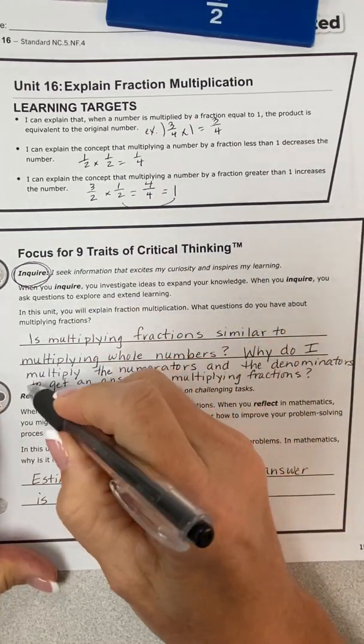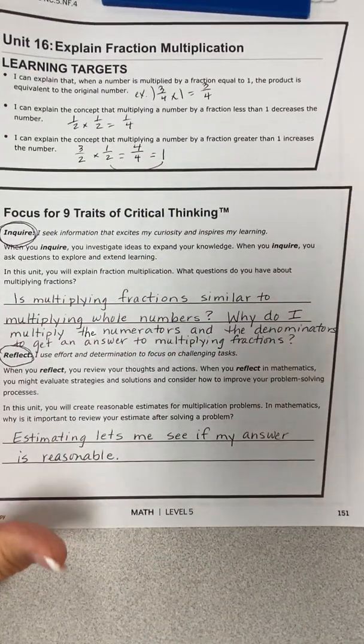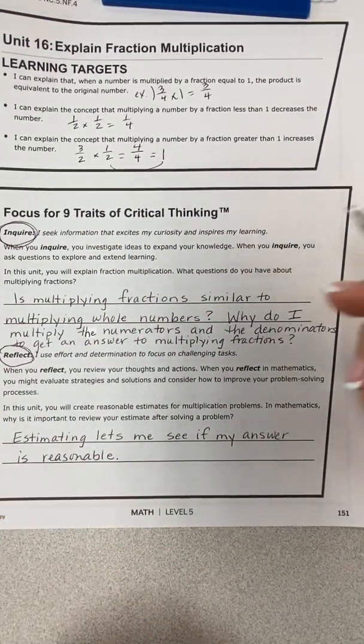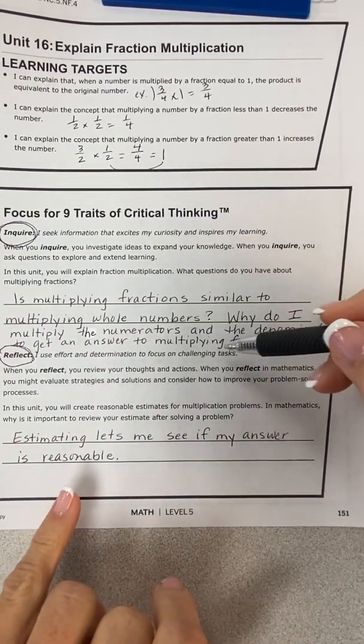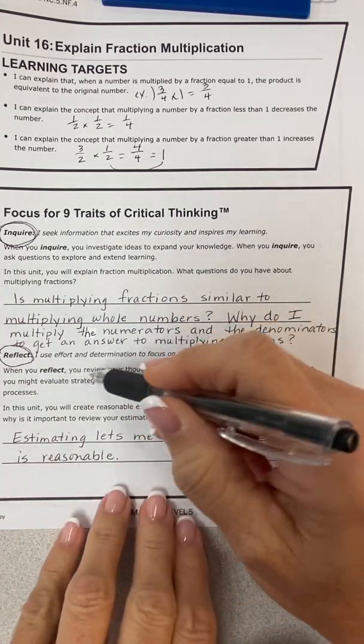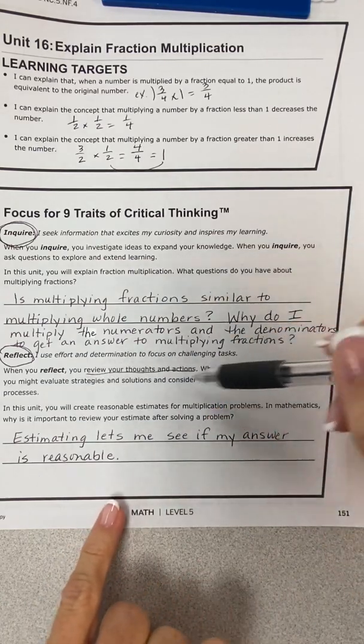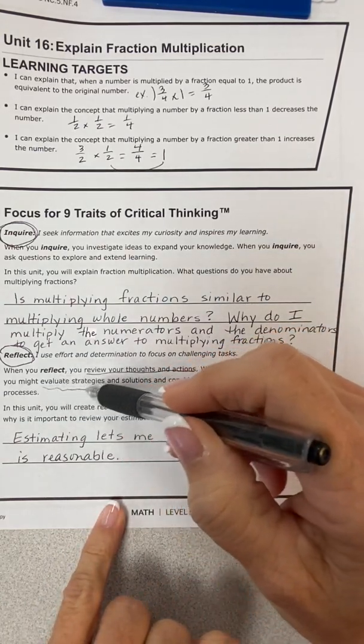So we also reflect. Your answers don't have to be like mine. They can be whatever works for you. So with reflect, it says I use effort and determination to focus on challenging tasks. When you reflect, you review your thoughts and actions. And then it says you reflect back, how do you evaluate your strategies?